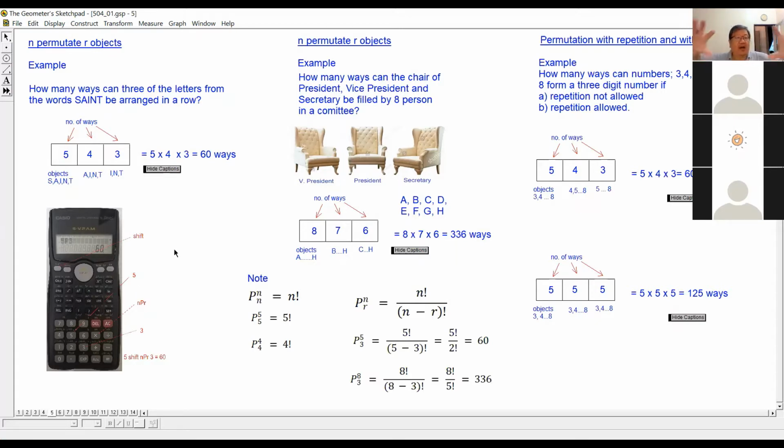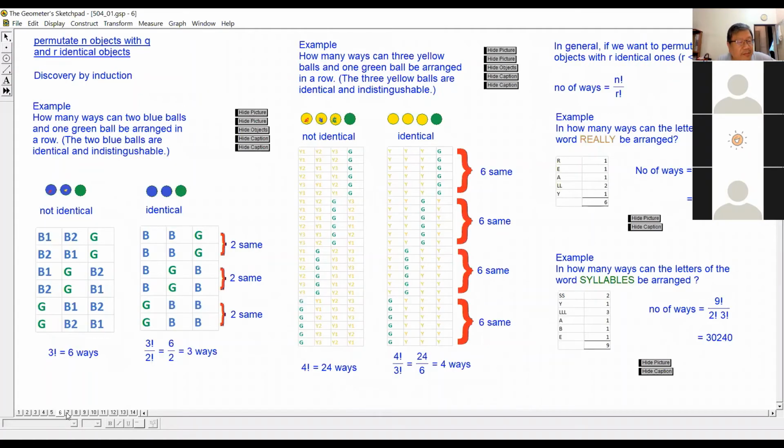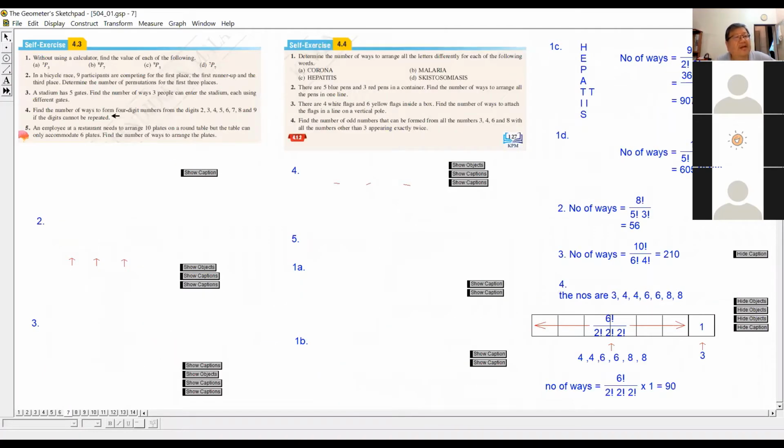That means they are all together 5 objects, but you only want to arrange 3 of them. So you just type using the calculator, then you tell me. What's the answer? 5P3, 8P7, 9P5, 7P7. Can you type out all this?